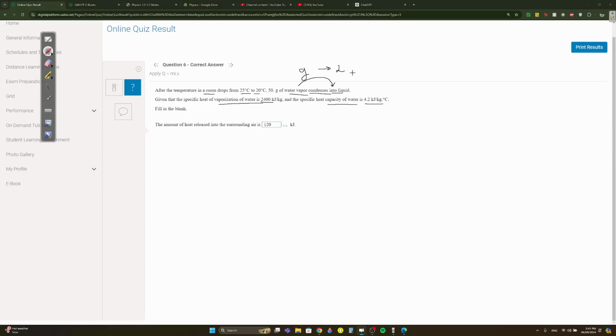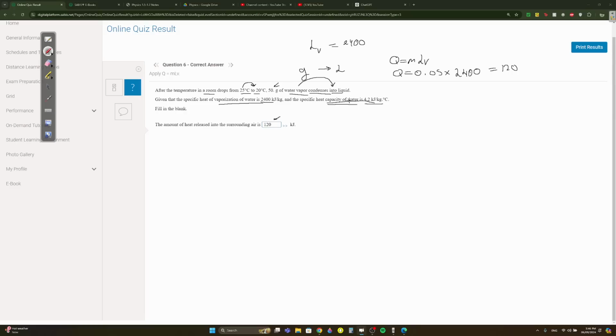What did we say? What is the energy that causes the change of state? It's the latent heat, in this case of vaporization, right? And it's given as 2400. So how do we find the energy for a certain mass that's condensing? You multiply the mass times the latent heat of vaporization, right? We know this. So what's the mass of it? It's 50 grams, so 0.05 times the latent heat of vaporization, 2400. Okay, and you're going to get 120. That's the answer.